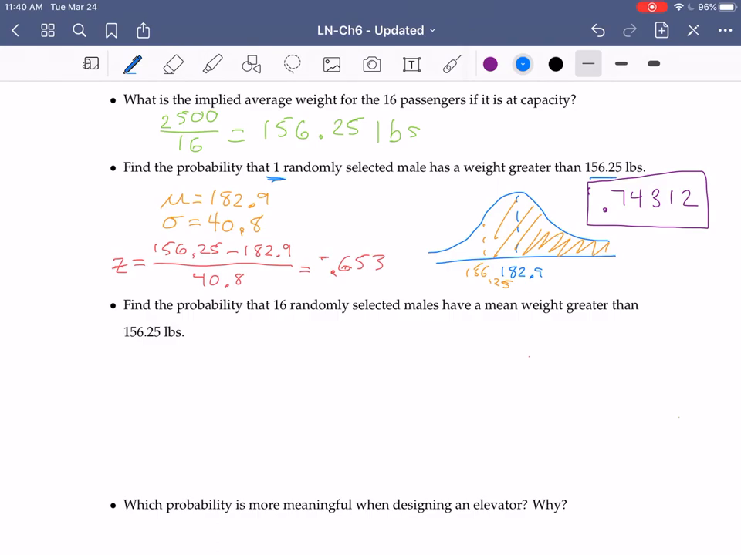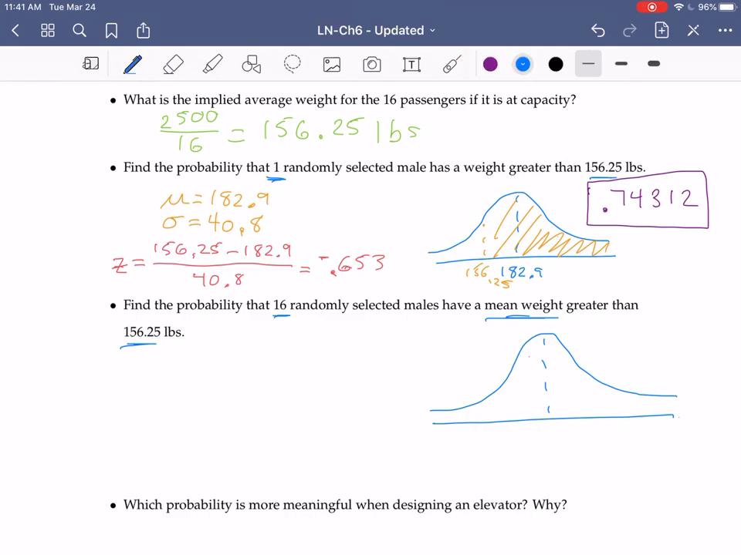This next question, though, the next part, is find the probability that 16 randomly selected males have a mean weight that's greater than 156.25. And so now we're dealing with not individuals, but instead we are looking at a group of 16 different males in this setting, right?